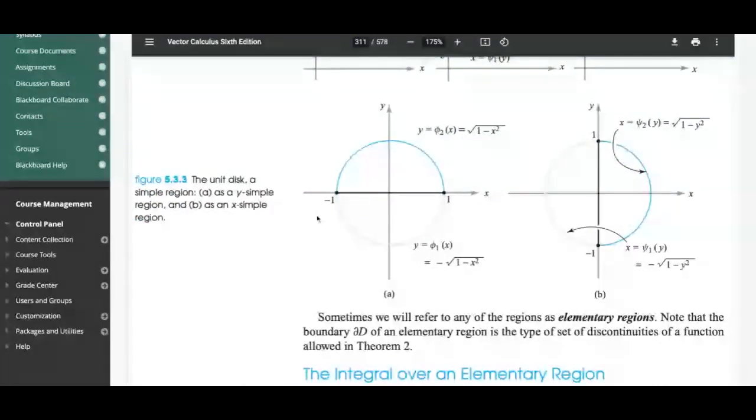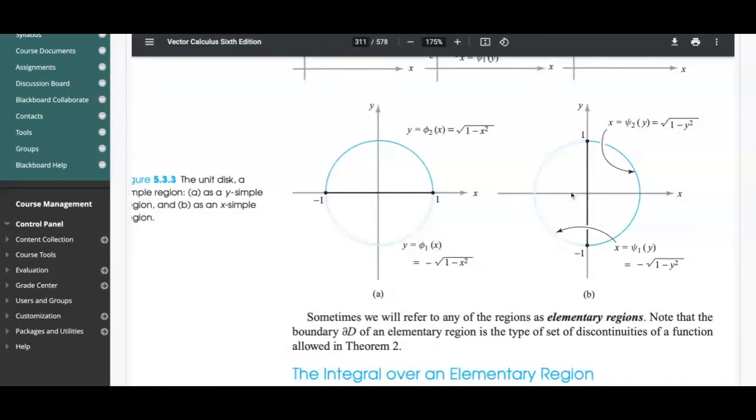If we look at this unit disk, it could be an x simple region, or it could be a y simple region. If it's a y simple region, we look at the first picture. The x direction goes from -1 to 1, but the y direction goes from a function, the upper semicircle, which is the square root of 1 minus x squared. The lower limit is negative square root of 1 minus x squared.